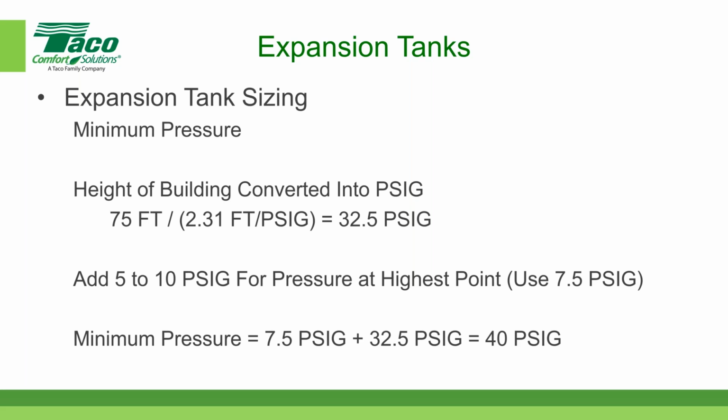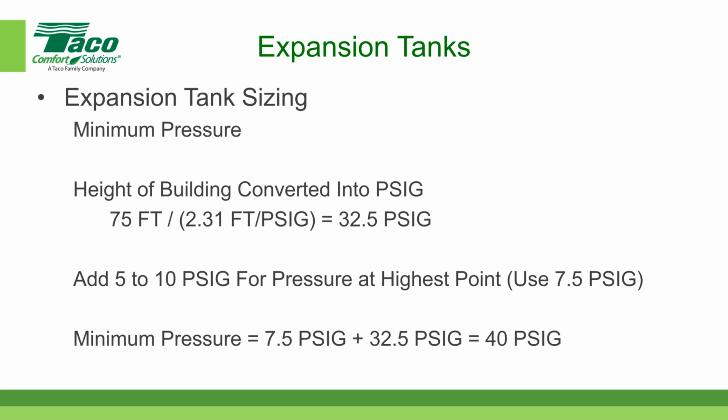Hey, Rich, I'm going to ask this question now, minimum pressure. If the expansion tank is located at the top of the building, I know it affects the numbers, but how does it affect the minimum pressure? Well, if you move the expansion tank to the top of the building, the minimum pressure would be that 5 to 10 pounds that we said.